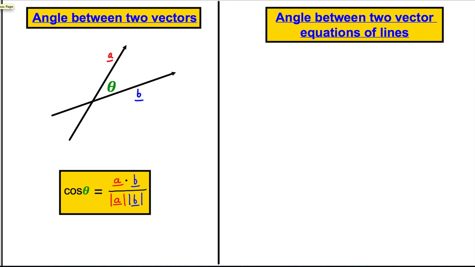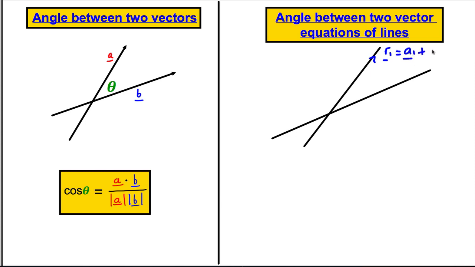Let's just extend what we did in the last video to vector equations of lines. You will remember that if I had two vectors A and B, I could work out the angle between them by using cos theta is A dot B over the modulus of A multiplied by the modulus of B. Now suppose we have two, not vectors as such, but lines. Let's say we have two lines, and this is a vector equation of a line. This is line R1, and it's equal to vector A1 plus, let's say, T lots of vector B1.